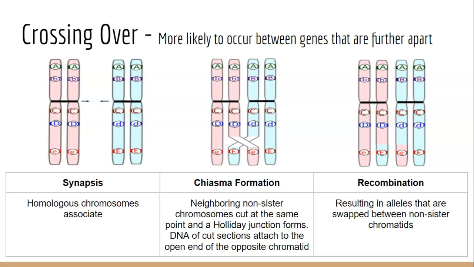This idea of swapping genes in crossing over is way more likely to occur between genes that are further away from each other. If the genes are really close to each other, it's unlikely that the chiasma is going to be able to cut nicely in between them, but if they're further away, it gives it a little bit more leeway to separate the genes.